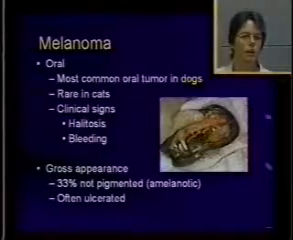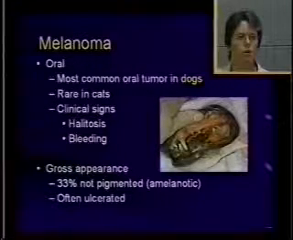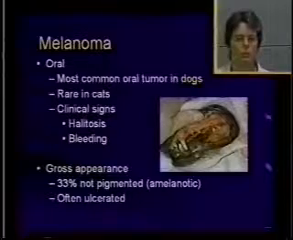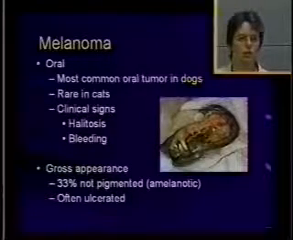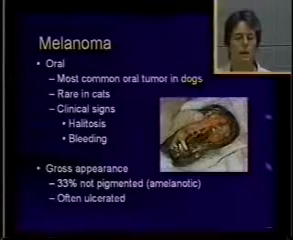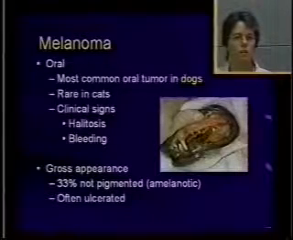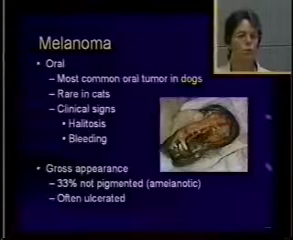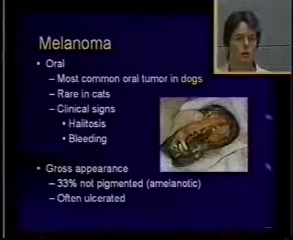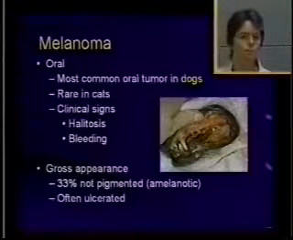Oral melanoma is the most common oral tumor in dogs, very uncommon in cats. Again, the similar clinical signs that are seen with the squamous cell carcinomas, because again, these tumors are often ulcerated, so they have bleeding from the mouth, they will have salivation, they'll have halitosis. 33% of the patients will have what we call amelanotic melanomas, that is, the tumors will not be pigmented. One of the signs that we look for, though, is ulceration. That won't differentiate it between a squamous cell carcinoma and a melanoma, but may make you think that it's less likely to be something like an epulis.